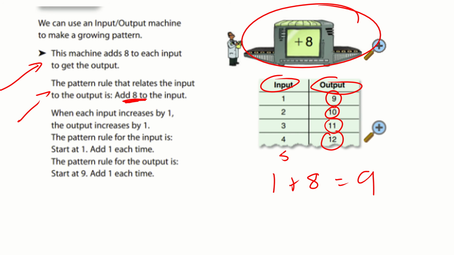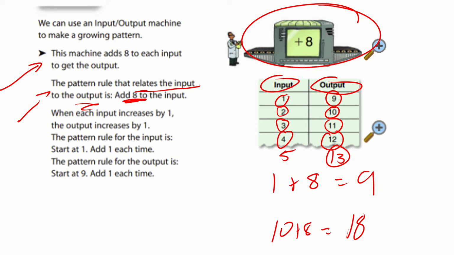So if I asked what would 5 be, you'd go 5 plus 8 and you'd get 13. You could go, what's the output of the input 10? Well, we're doing 10 plus 8, so it's 18. All right? So that's one of the things you look for always, is the pattern rule that relates the input and the output. We also want to look at each input and what it's increasing by, which is 1. So our pattern here is that each input goes up by 1.